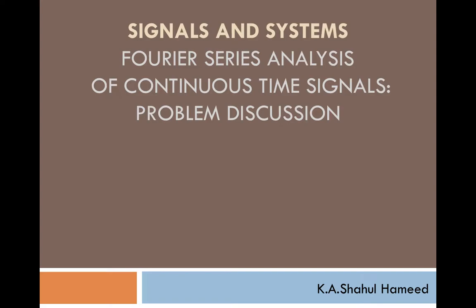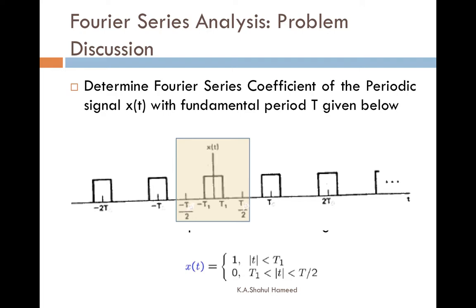Now we are going to discuss Fourier series analysis of continuous time signals, in particular a problem discussion. In this problem, we need to find the Fourier series coefficients for a given waveform. I'll just read the problem statement. Determine the Fourier series coefficients of the periodic signal x of t with fundamental period capital T given below. You can see this figure.